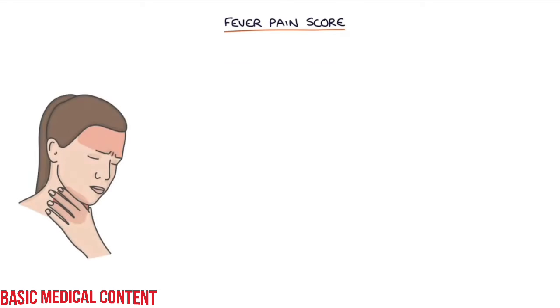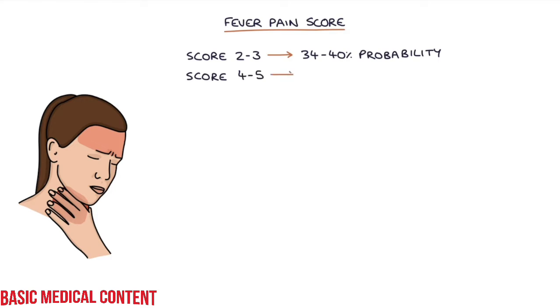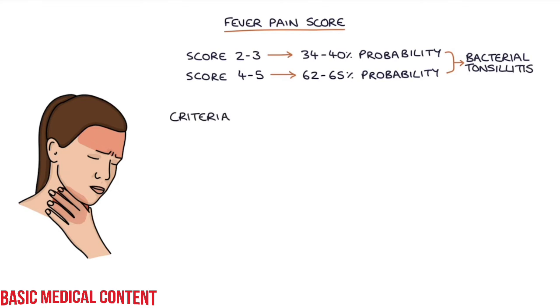An alternative to the Centor criteria is the FeverPAIN score. A FeverPAIN score of 2 to 3 gives a 34 to 40% probability of bacterial tonsillitis. A score of 4 to 5 gives a 62 to 65% probability of bacterial tonsillitis. The criteria of the FeverPAIN score can be remembered with the mnemonic FeverPAIN.